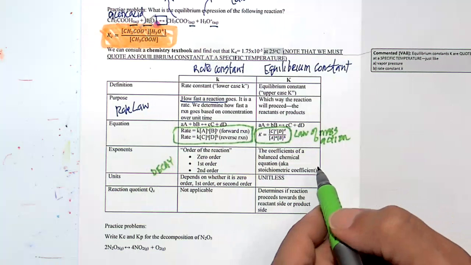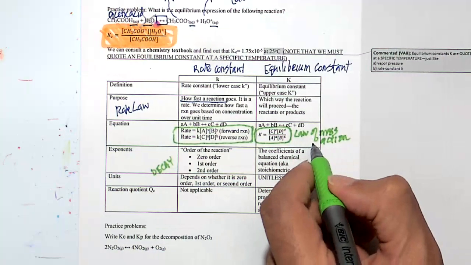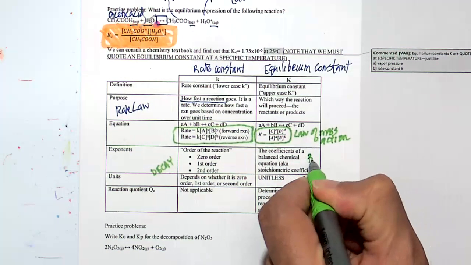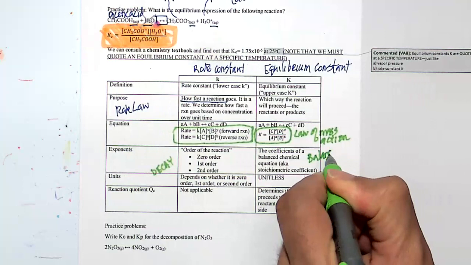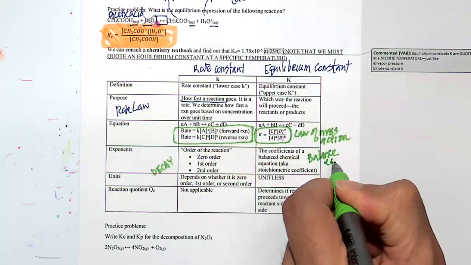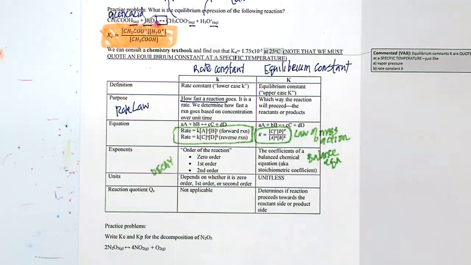Here the exponents are the coefficients of the balanced equation. So balance the equation. The coefficients of the balanced chemical equation.